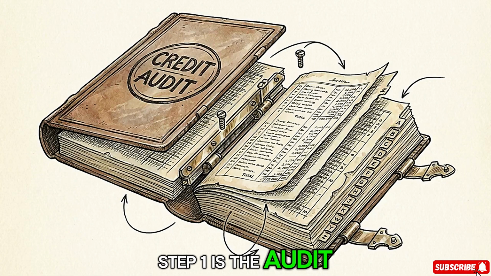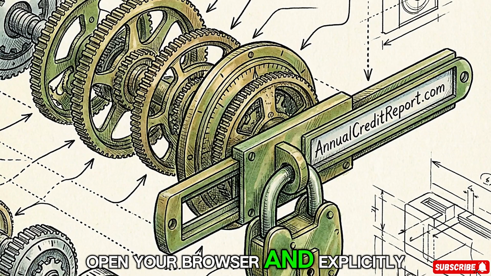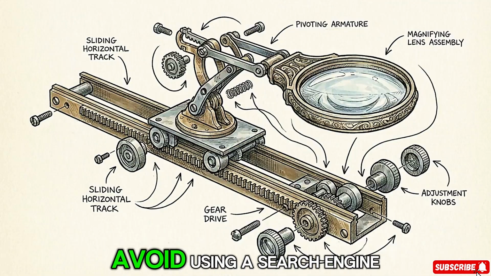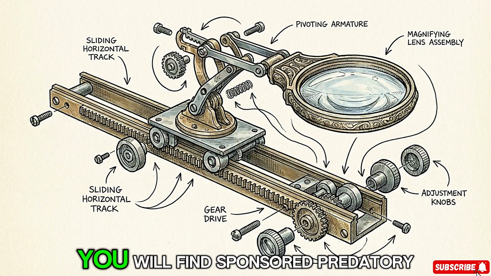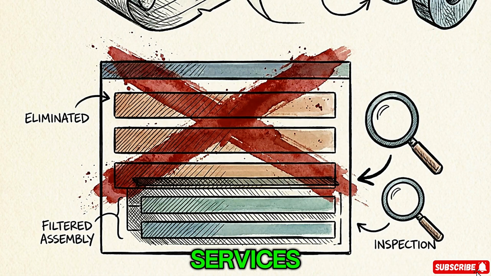Step 1 is the audit. You must start with the federally mandated raw data. Open your browser and explicitly type out the address: annualcreditreport.com. Avoid using a search engine to find this site. If you search for a free score, you will find sponsored, predatory advertisements designed to sell you subscription services.